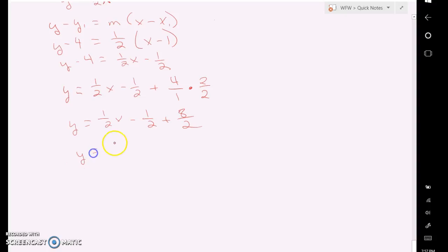And now I can combine my 1/2, so I'm going to say plus negative 1/2 plus 8/2, and this becomes negative 1 plus 8 over 2, because when your denominators are the same and you're adding and subtracting, you just combine the numerators and leave the denominators the same. So we end up with the equation y equals 1/2 x plus 7/2.